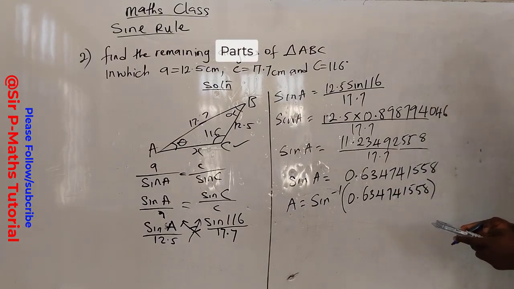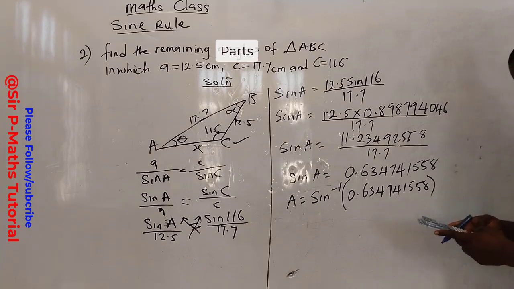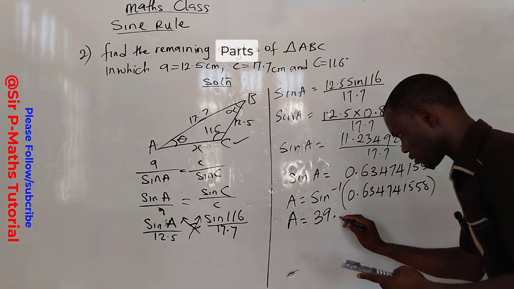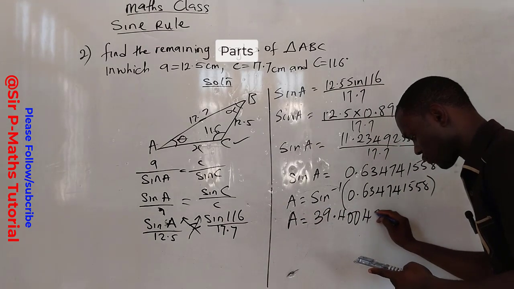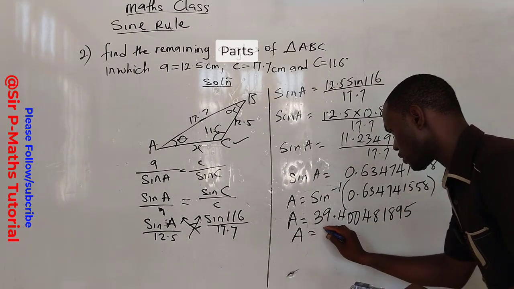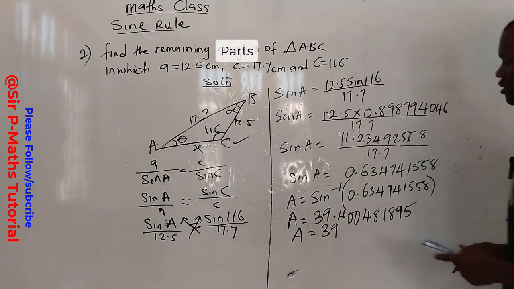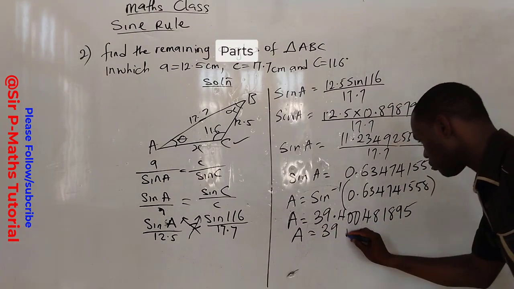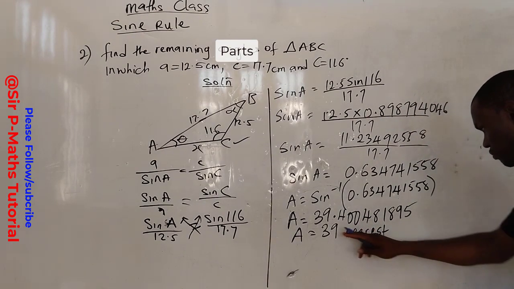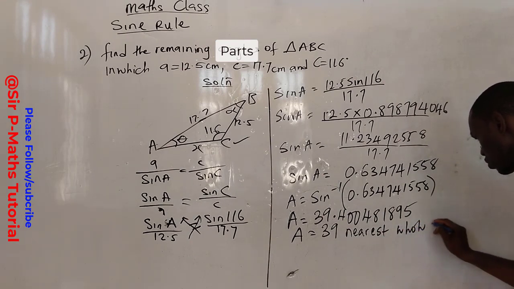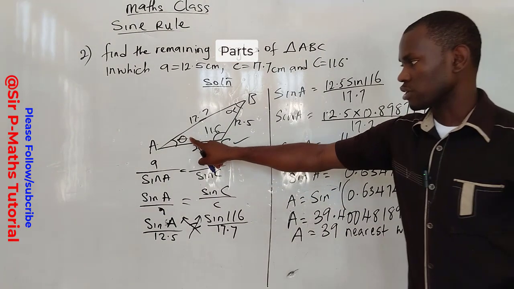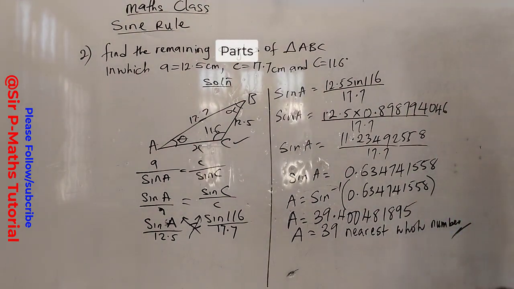Alright, so just press shift sine. You press this value, you get A to be equal to 39.400481895. So we can approximate it as 39. Let's approximate to the nearest whole number. But don't forget to inform us what decision you have taken. So we approximate to nearest whole number. You must write it down. Okay, so we have the angle here as 39.